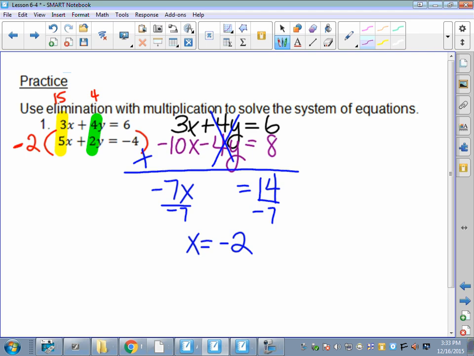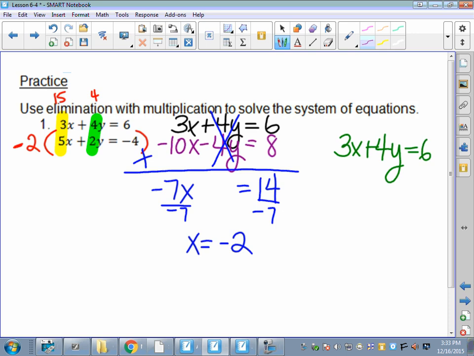But we're not done with this, right? The answer's an ordered pair, so I want to know what y equals. So go back to your original equations, pick the one you like better. Some people avoid the ones with negatives, and whatever looks best to you. I'm going to go back to that top equation, 3x plus 4y equals 6.